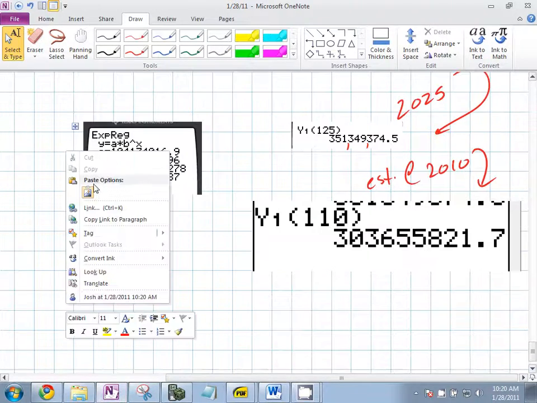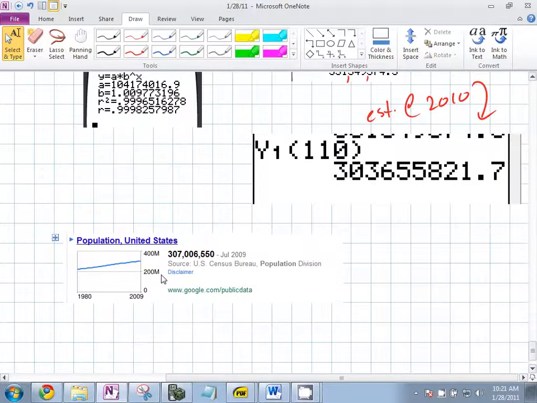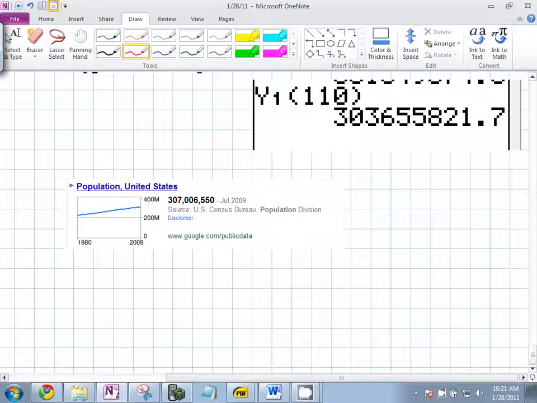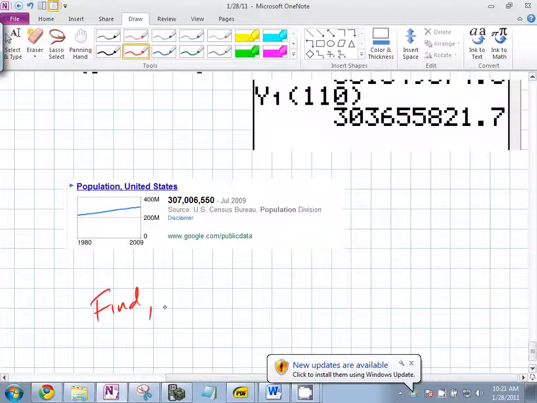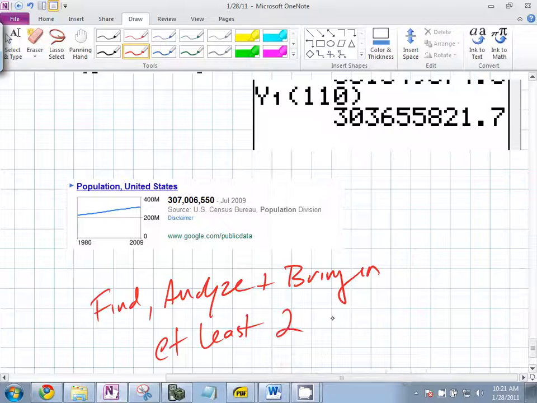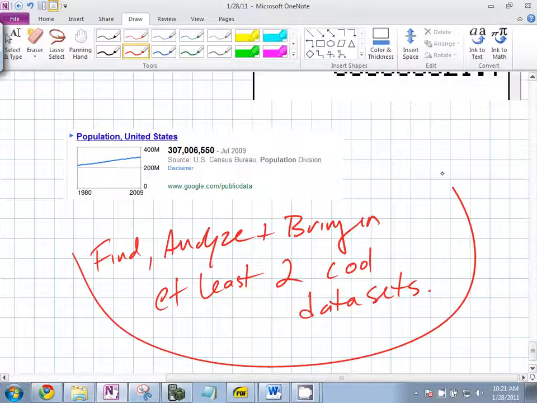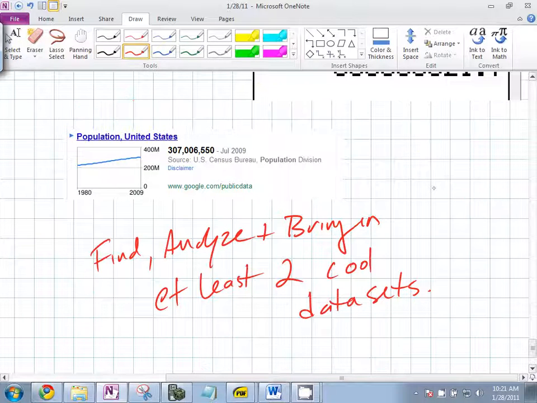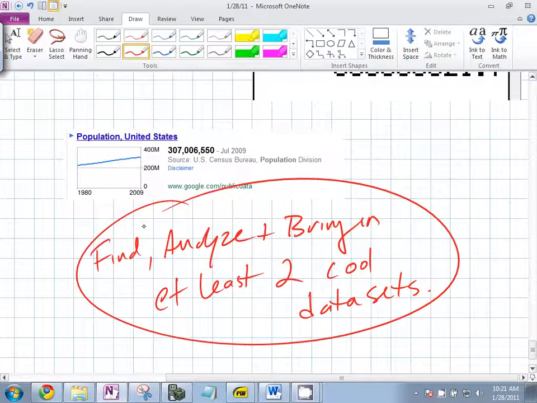Okay, your homework tonight, everybody, is this. Find, analyze, and bring in at least 2 cool data sets. You understand what that means, everybody? So like do the thing we did today, but try to pick some interesting data. Pick something cool. Sports, economy, anything you want.